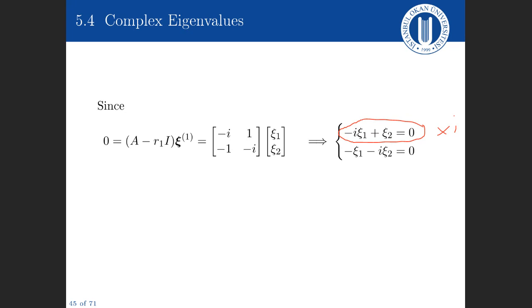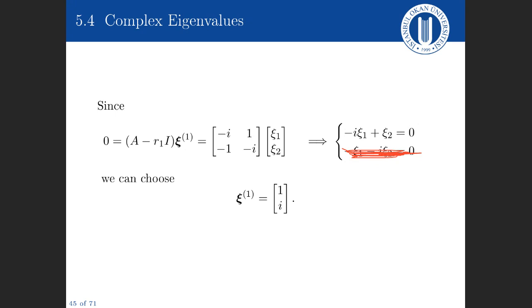So instead, let's multiply by minus i. Minus i multiplied by minus i, and the minuses cancel out to be plus. We have i squared, which is minus 1, so it just gives us minus. And then xi2 multiplied by minus i is just minus i xi2. In fact, this is the same equation. The second line is just a constant multiplied by the first equation. That means we could use whichever one of these we wanted. Let's say we use the first one.